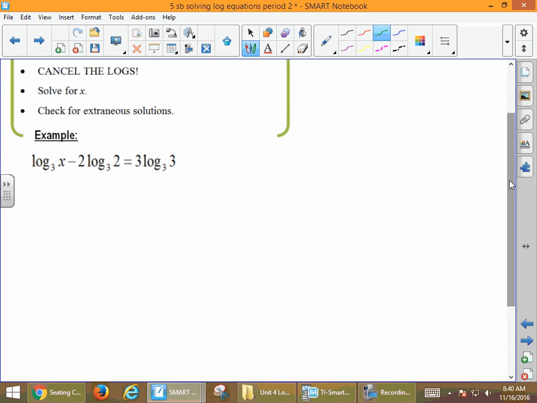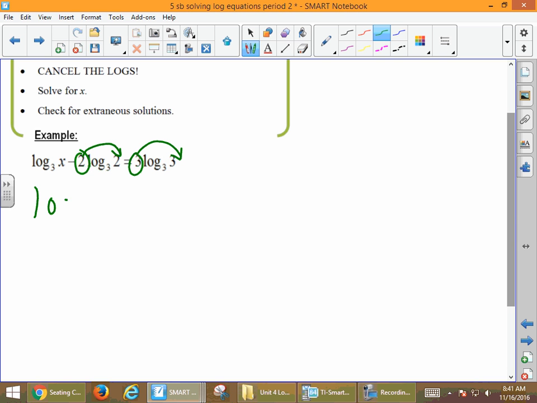Well, if we look at our example in this particular case, the first thing that we need to notice is that we have a number in front of our logarithm. And not only do we have a number in front of the logarithm over there on the left side, but we also have a number in front of the logarithm on the right side. When we have a coefficient on the logarithm, we can rewrite that with an exponent. There's our power property of logarithms.